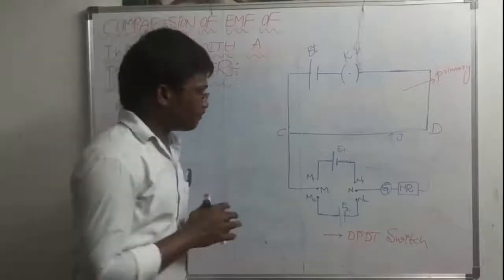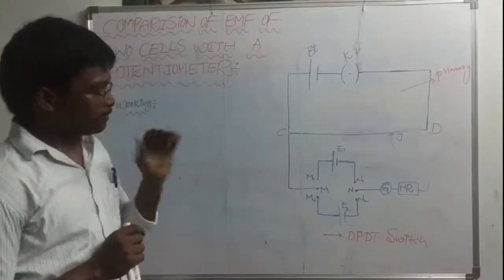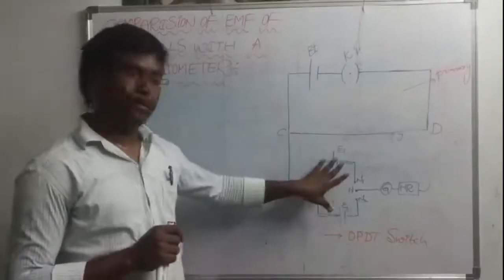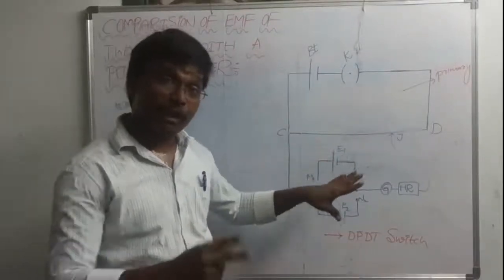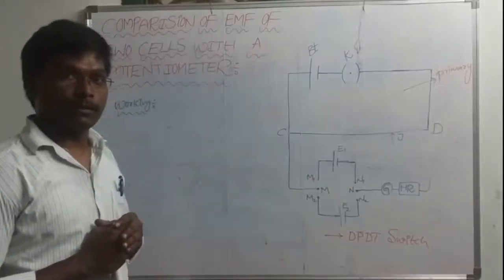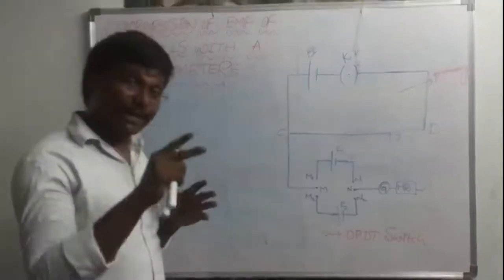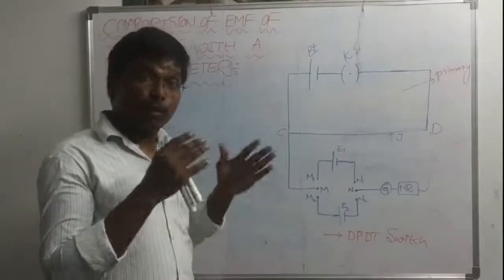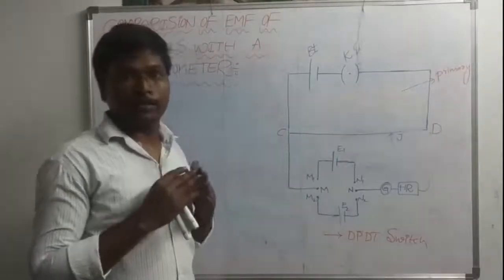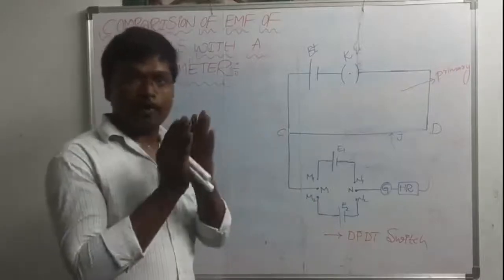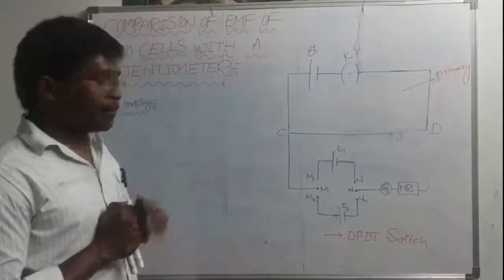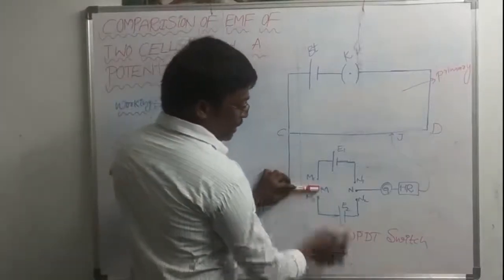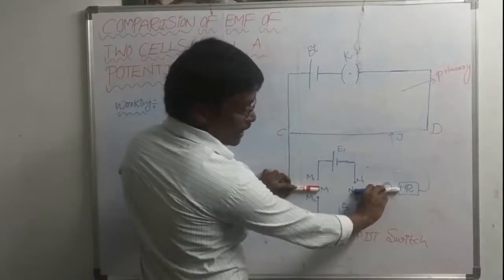See here. This is the DPDT switch. This DPDT switch has two electric cells. The two electric cells have EMFs E1, E2. These two EMFs we have to compare, correct? So E1, E2 we have to compare. Now, this is the DPDT switch, one end M and this is the DPDT switch one end N.